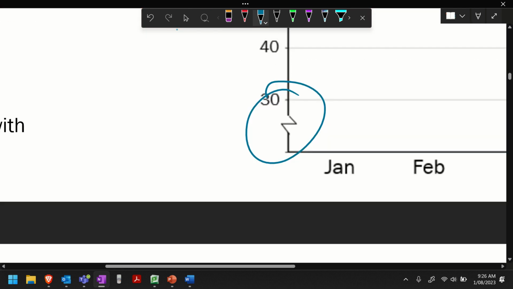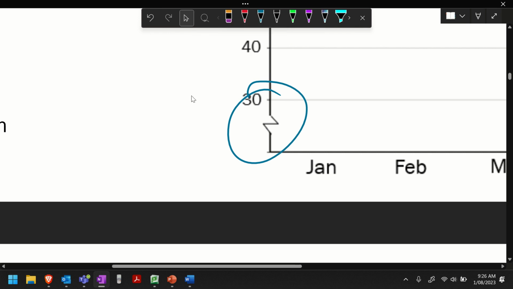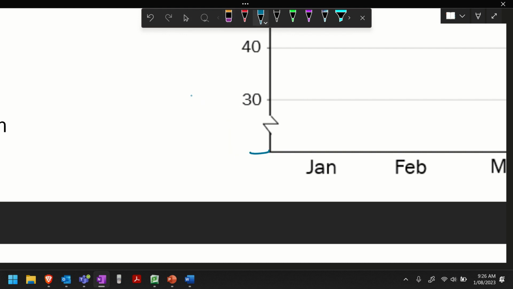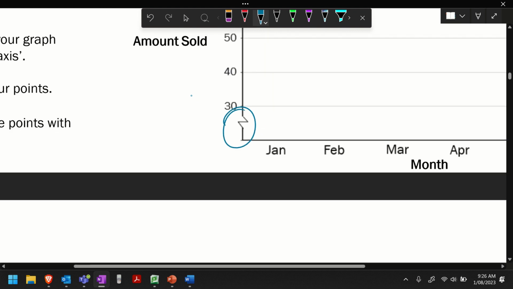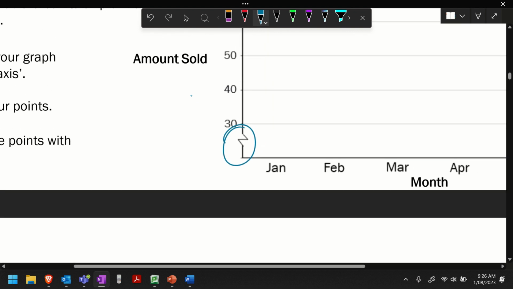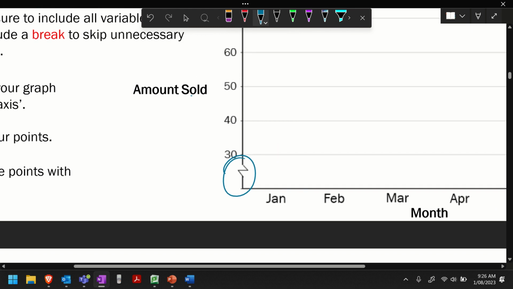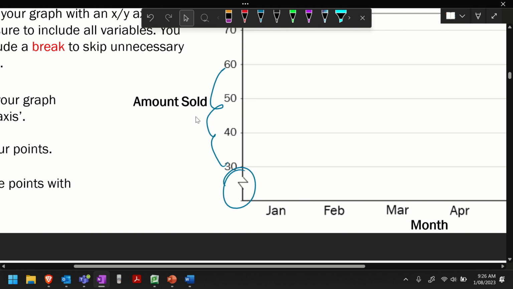Anyone know what that means? This little break, what does it mean? What does it represent? What could that represent? Charlotte, do you know what it might represent? Have a think. So, look at my graph. I've gone from 0 straight to 30. What happened here? Why is there a break there? Have a think. And look at it in relation to the intervals. After 30, I've gone 40, 50, 60, and then 70, I'm assuming.